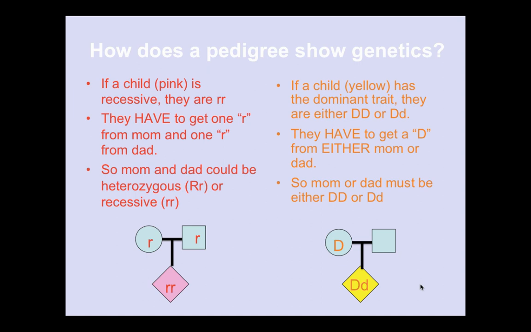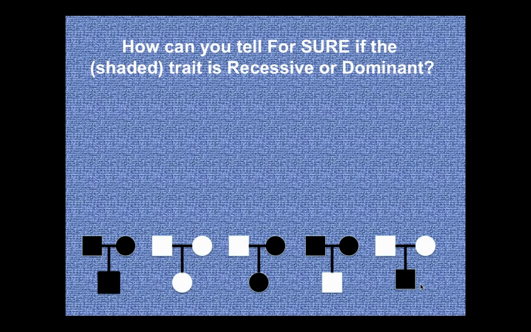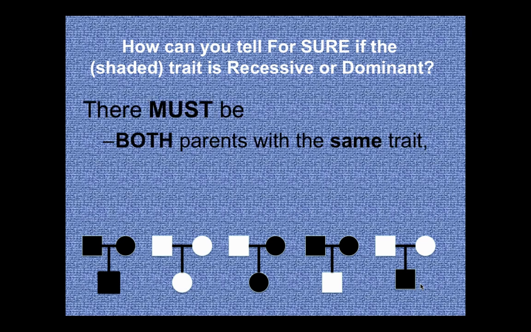Now we're going to go to a genotype and pedigree chart. And how do we figure out, just looking at the pedigree chart, if the shaded trait, because remember, if it's shaded, that's the trait we're talking about, is dominant or recessive? We have two things we're looking for. There must be both parents with the same trait. So we're going to circle those in red. So this first one here, are they both the same parents with the same trait? They both are shaded, so that counts.